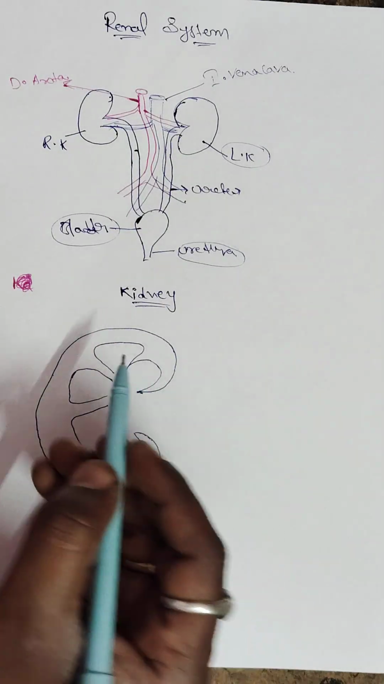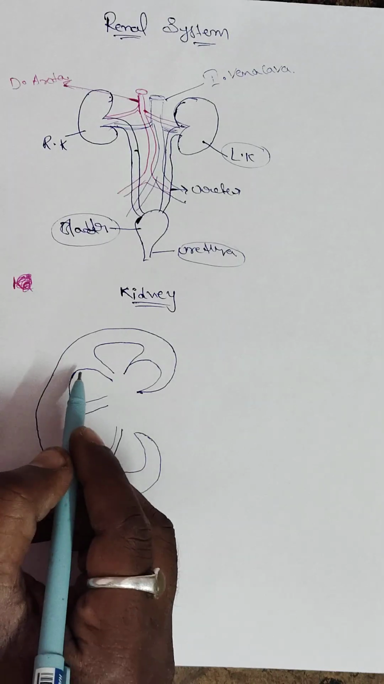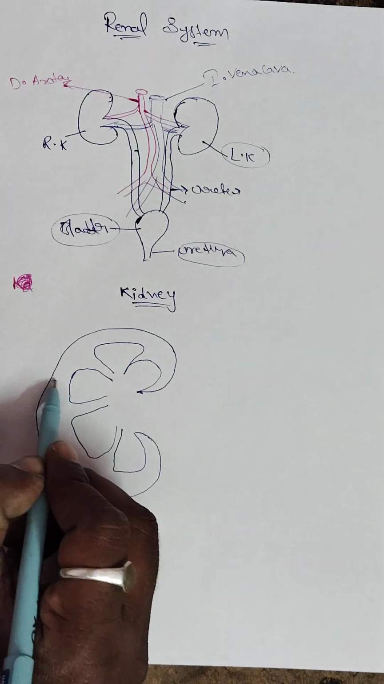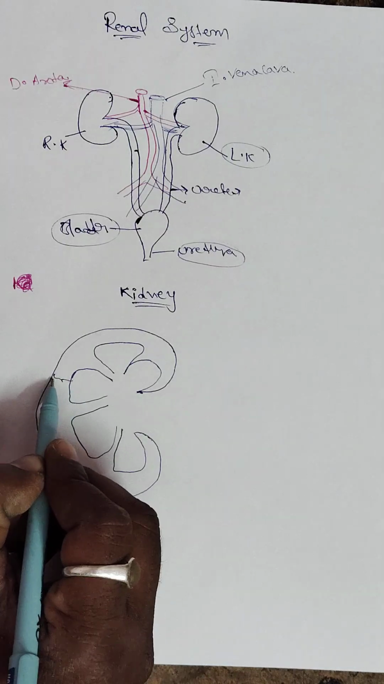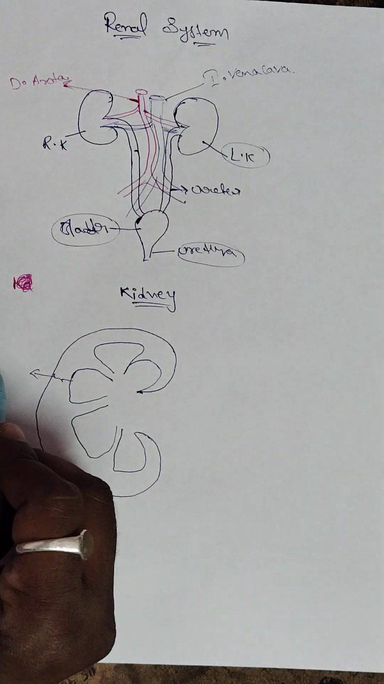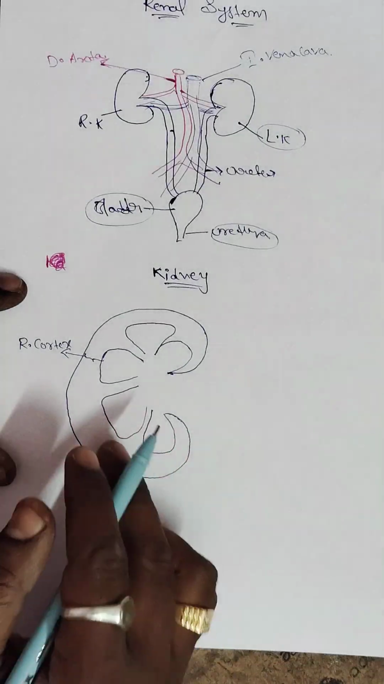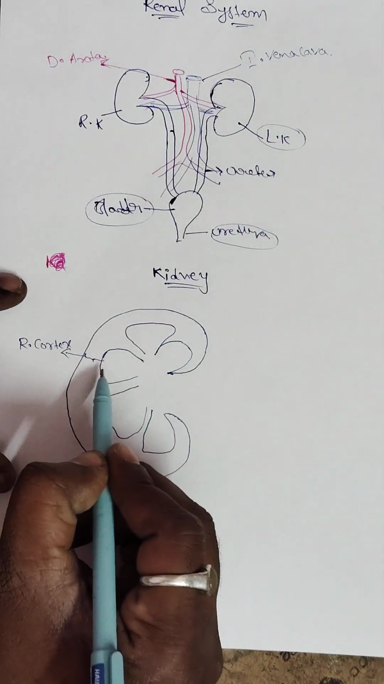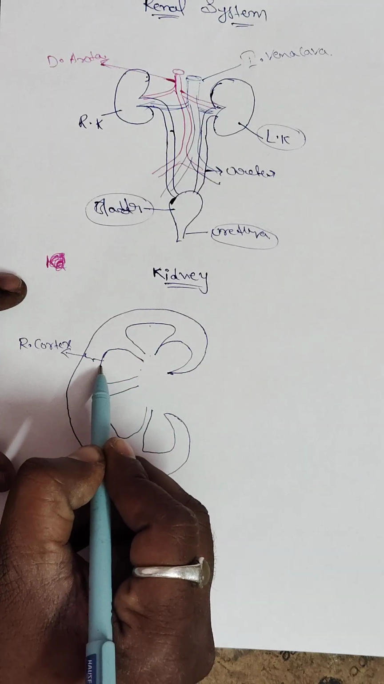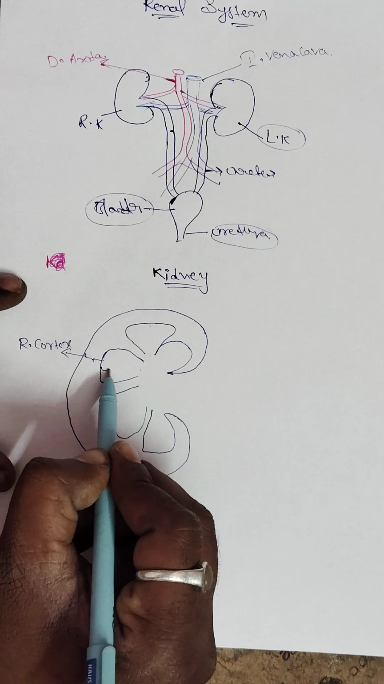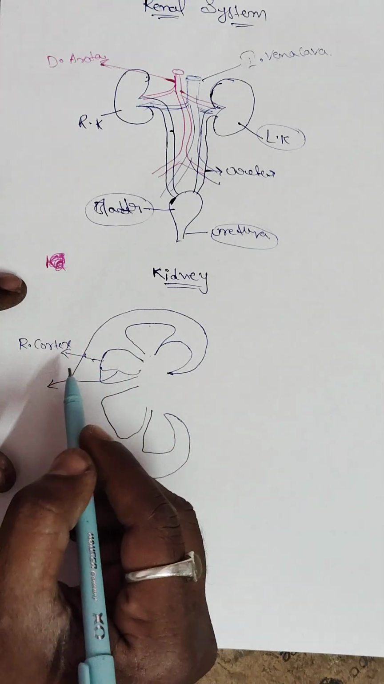So here, this space is called the renal cortex. What is this called? Renal cortex. From here to here, this space is called the renal cortex. And this space, from here to here and here to here, is called the renal medulla.